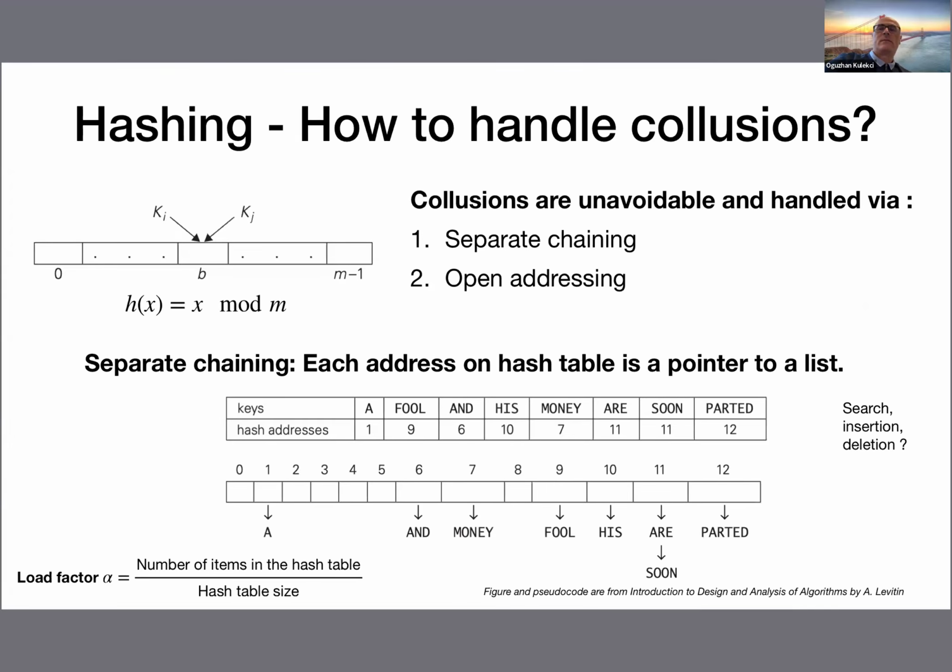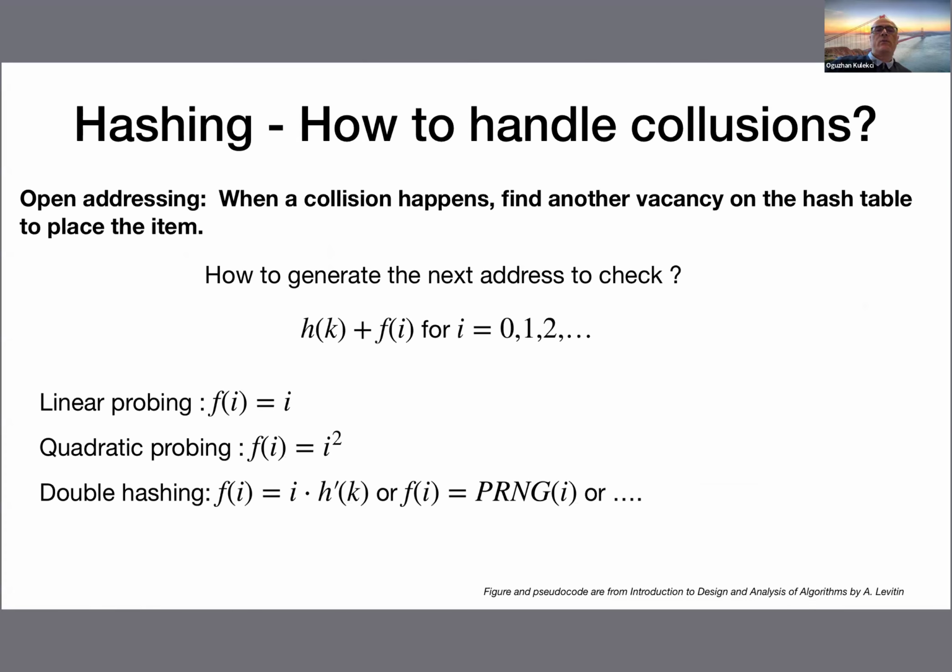So let's see what open addressing is. When there appears a collision, I will need to check other positions. So let's assume I hit here, and there is something already occupying that position. What I will need to do is go and check another position. But how will I find this address?